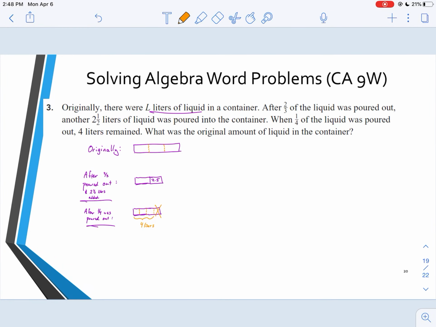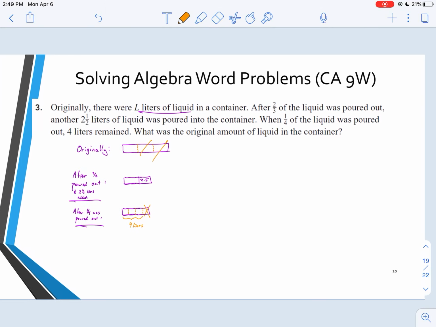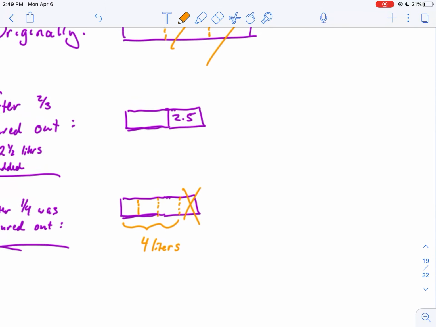Oh, look at this again. I'm getting a different answer than the last time I worked the problem. So think this through with me. There were L liters of liquid. After 2/3 was poured out, so this and this are poured out, another 2.5 liters was poured into the container. So this is the new amount. When 1/4 of the liquid, at this stage, 1/4 of that was poured out, 4 liters remained. Okay, so let's work backwards then. What was the original amount of liquid in the container?